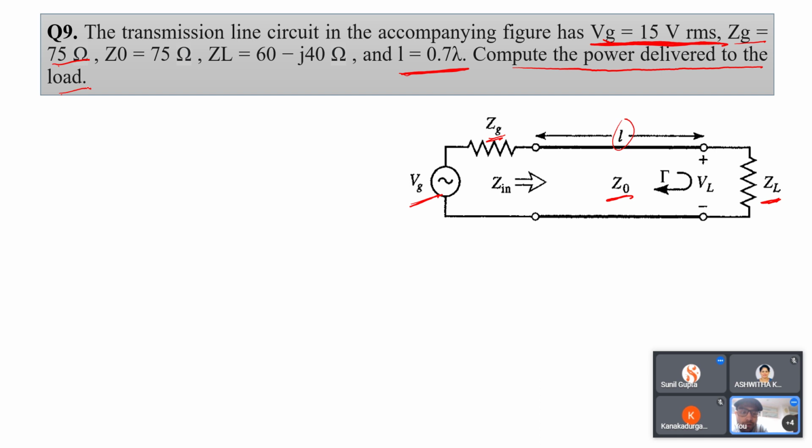Any idea how to proceed? So first we'll find the reflection coefficient. Yes. After that, yes, you are almost there. After that, input power. Yes, yes. See, if you have computed the value of reflection coefficient, then you have to just find out the value of input power to this transmission line.